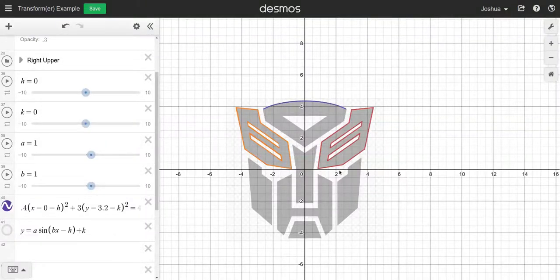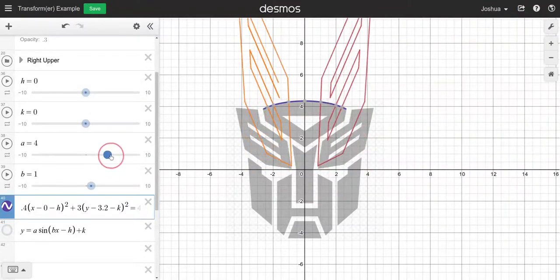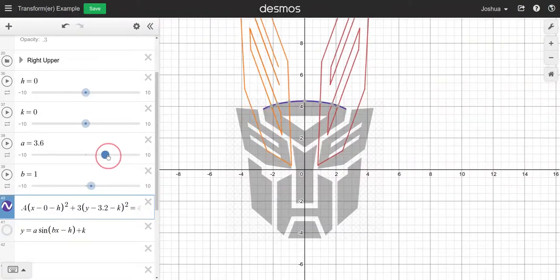In this video, I am going to demonstrate how to make this little part of an ellipse compress and stretch both horizontally and vertically as I change A and B. So let's just start with A. The rest of the construction is doing what I want it to do, right? As A gets larger, it stretches away.